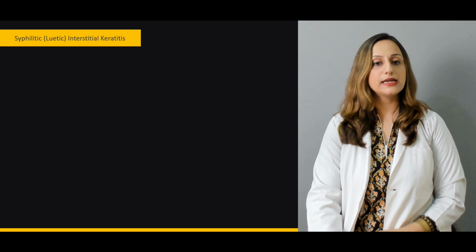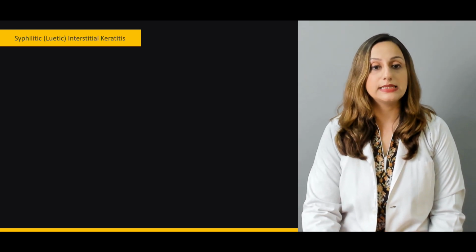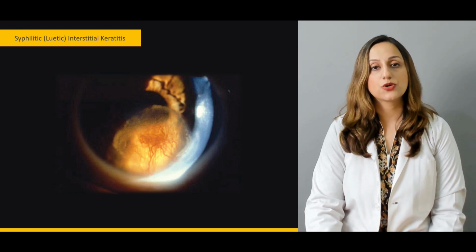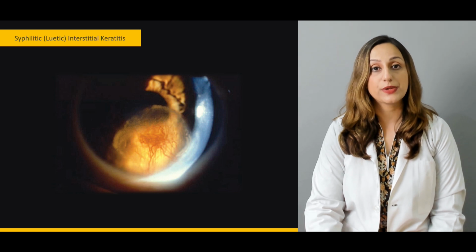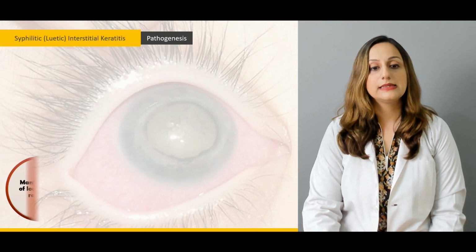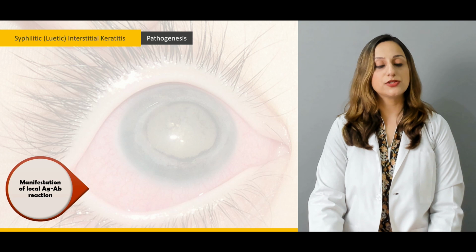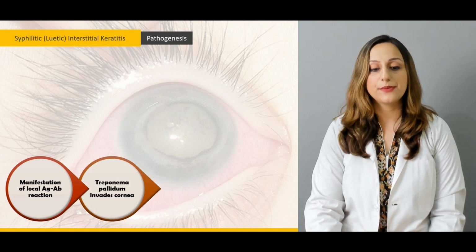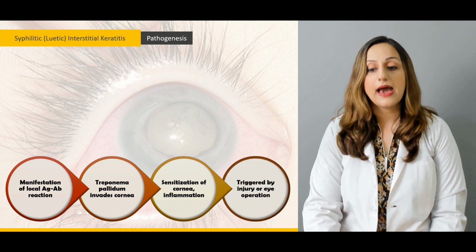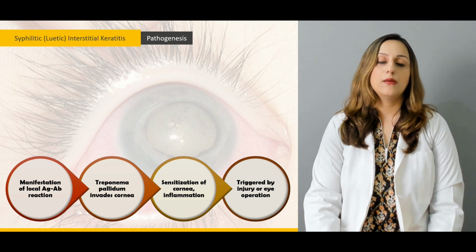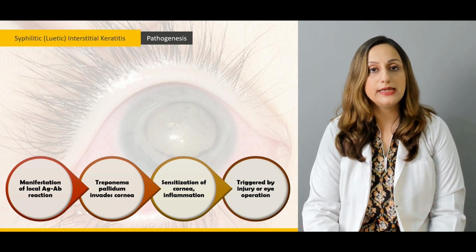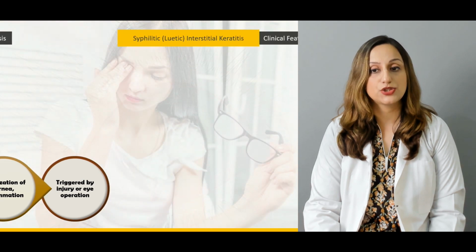We have the syphilitic interstitial keratitis, which is also termed luetic keratitis. This is a condition caused by the organism known as Treponema pallidum, and the patient is suffering from syphilis. The pathogenesis would be the manifestation of a local antigen-antibody reaction in the body. The Treponema pallidum invades the cornea. Sensitization of the corneal inflammation ensues, and that triggers the injury of the corneal epithelium as well. So this is the complete pathological process behind this condition.